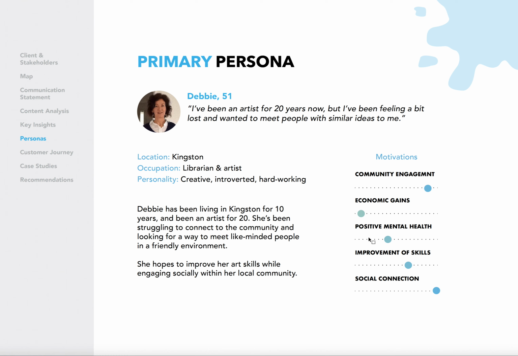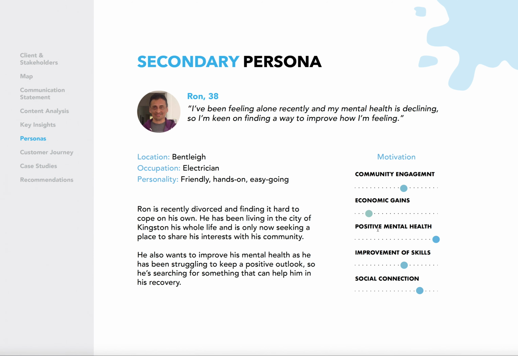Her name is Debbie. She's 51 and she lives in Kingston. She's a librarian and artist, and she's been living in Kingston for 10 years and an artist for 20, but she hopes to improve her art skills and wants to engage socially within her local community.